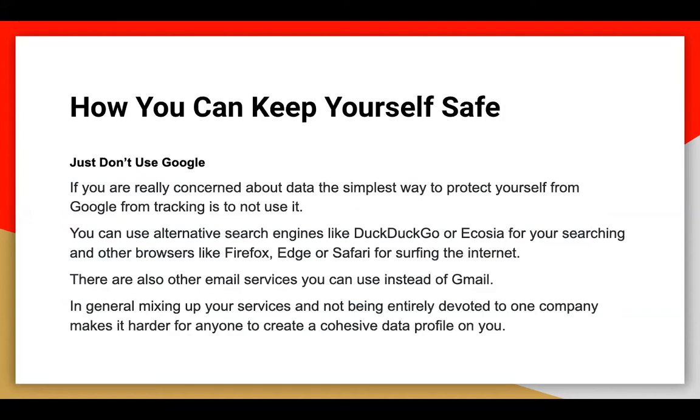If you're really concerned about data, the simplest way to protect yourself from Google tracking is to not use it. You can use alternative search engines like DuckDuckGo or, and I'm not totally sure how to say this, Ecosia, for your searching in other browsers like Firefox, Edge, or Safari for surfing the internet. There are also other email services that you can use instead of Gmail. In general, mixing up your services and not being entirely devoted to one company makes it harder for anyone to create a cohesive data profile on you.